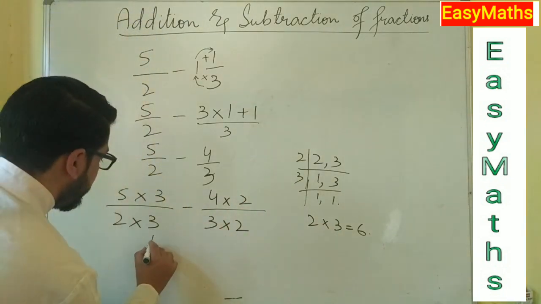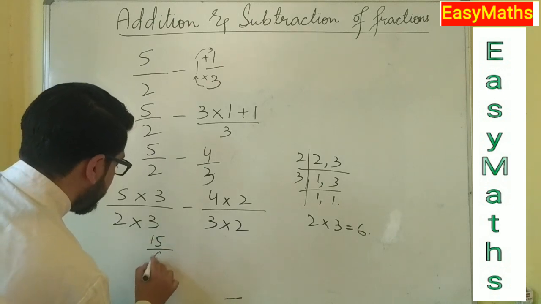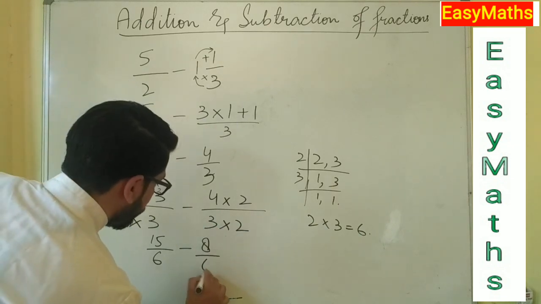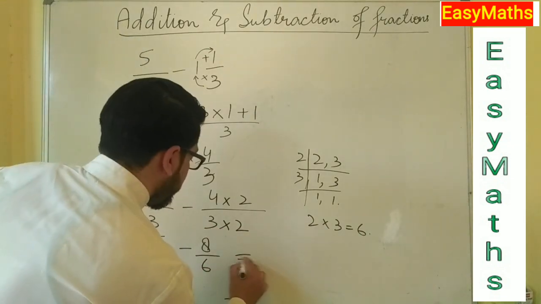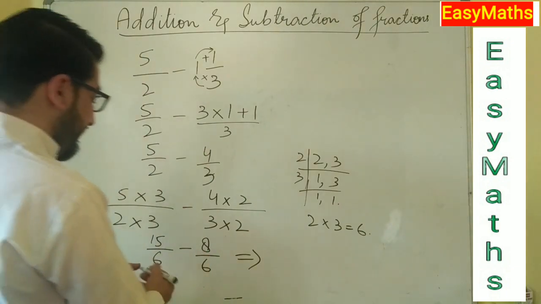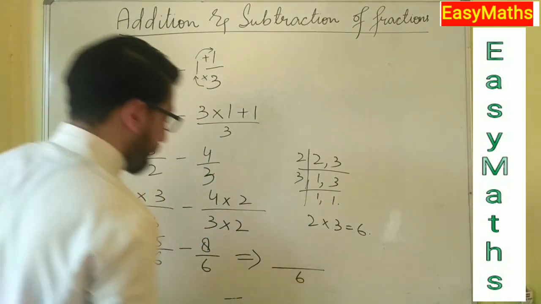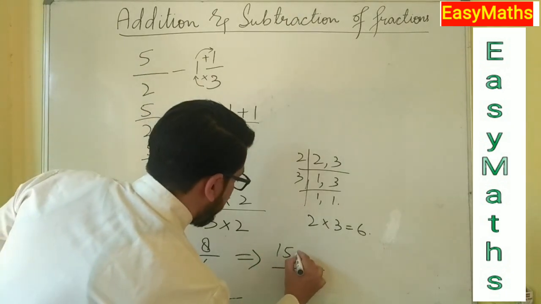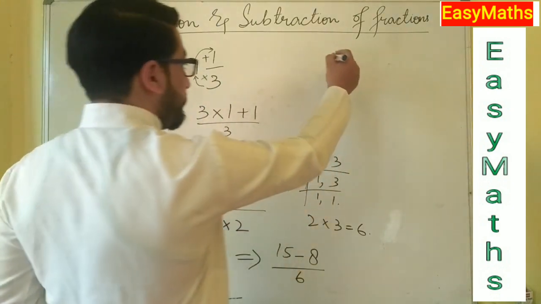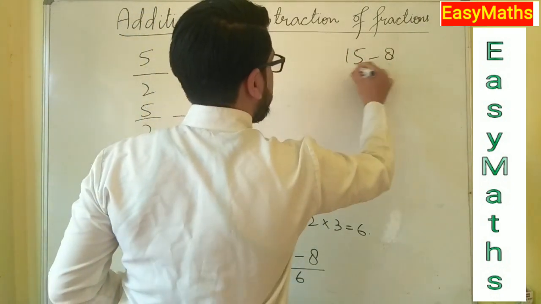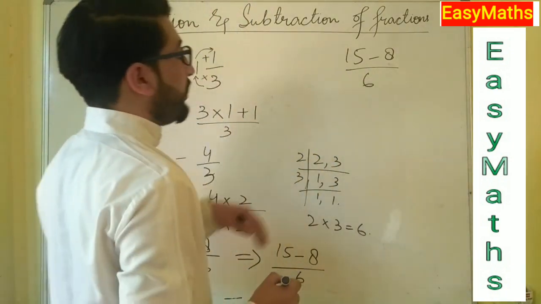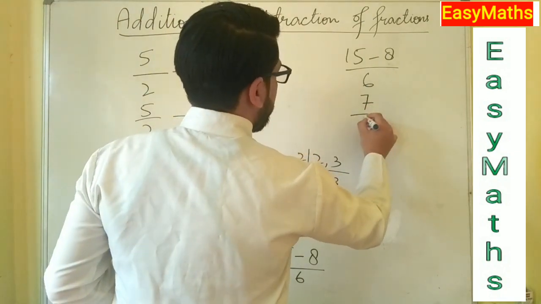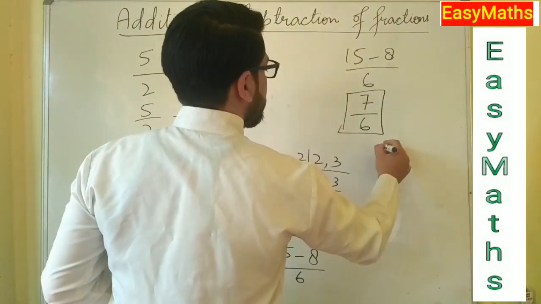So 5 multiplied by 3 is 15, by 2 multiplied by 3 is 6, minus 4 multiplied by 2 is 8, divided by 3 multiplied by 2 is 6. So students, we now have the fractions as like fractions. So we are going to take these like fractions' denominator, that is 6. So 15 minus 8 divided by 6. So we are going to subtract 8 from 15, that is 7 by 6. So students, this is our answer.